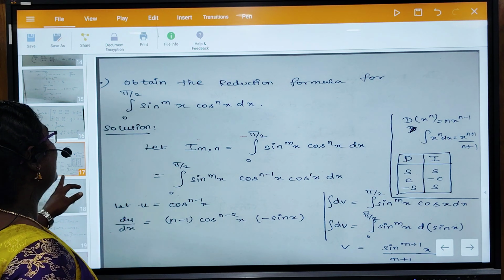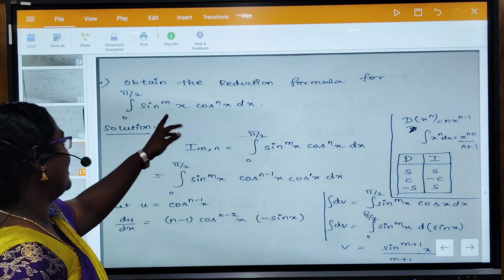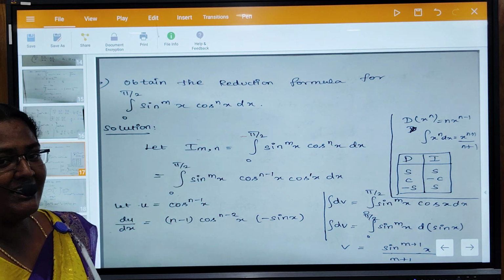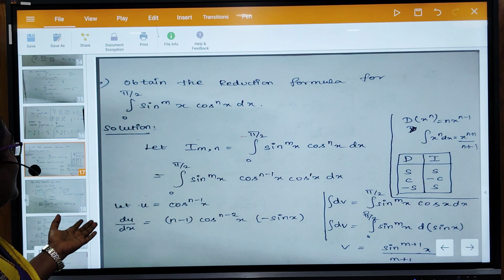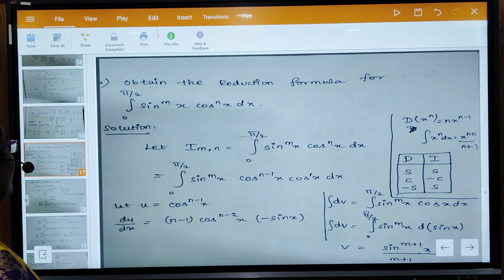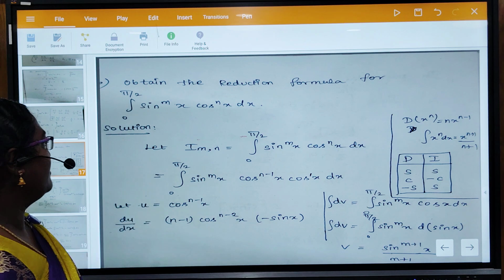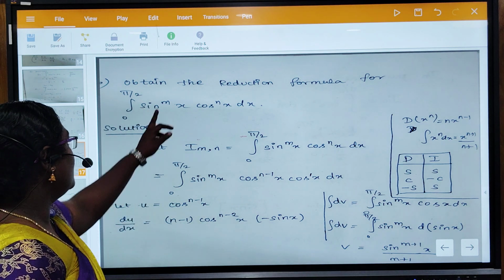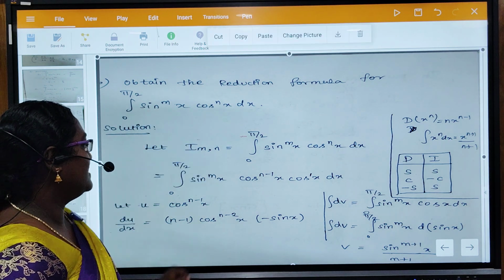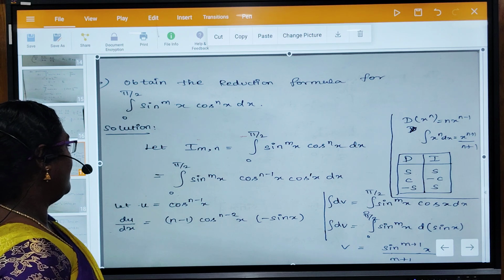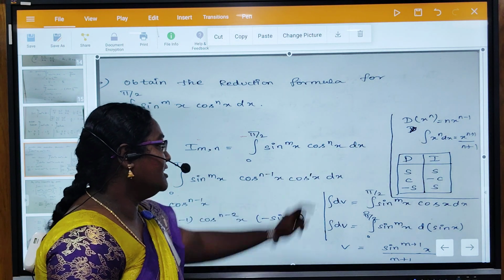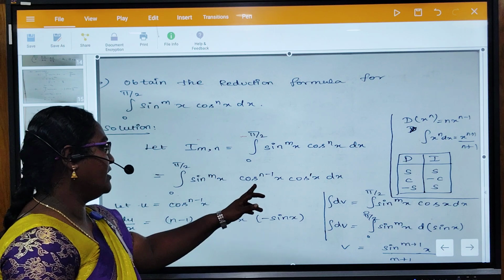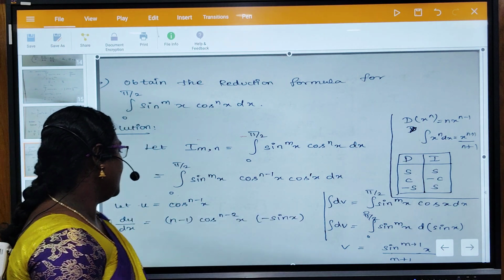The next one is the reduction formula for sine power mx and cos power nx dx. Now we are going to see both. In the last one we have seen sine power n and cos power n. Now we are combining both the functions, sine power m and cos power nx dx. Since we are having two powers, we are taking this as I m n. Since we want to do something, I am reducing the power, splitting the powers of cos power n. So it is cos power n minus 1 x into cos x dx.